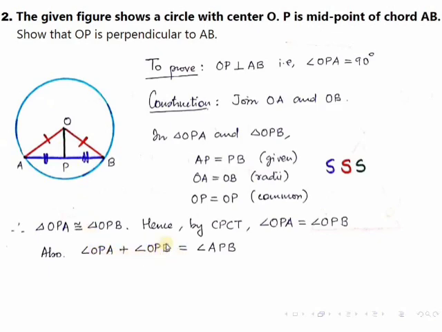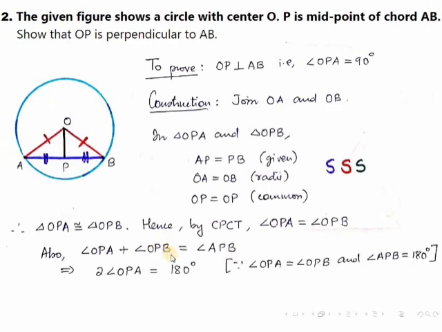Now in place of OPB, I'll write OPA. So OPA plus OPA is 2 OPA, and APB is a straight angle. Remember, this entire angle is APB, which is 180 degrees. So therefore, if you bring this 2 to the denominator, you get 180 by 2, which is 90 degrees. And that's what we wanted to show, isn't it? So that's why we say that OP is perpendicular to AB, and that's what we wanted to show here.